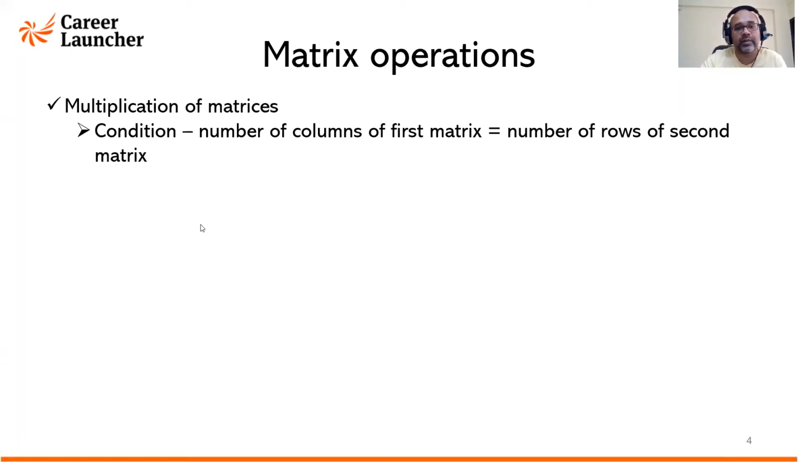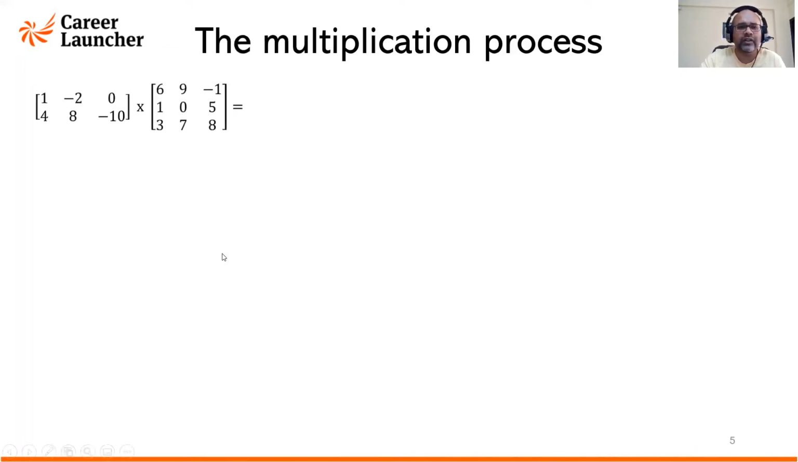What is the process of multiplication? It's not as straightforward as addition or subtraction of matrices. So it's a little bit, now I will not say complicated, it's a little lengthy. So let us take this example. You have, first of all, a 2 by 3 matrix multiplied by a 3 by 3 matrix. Remember, it is possible because 3 is matching. And what will be the output? The output should be a 2 by 3 matrix. Let's keep this in mind.